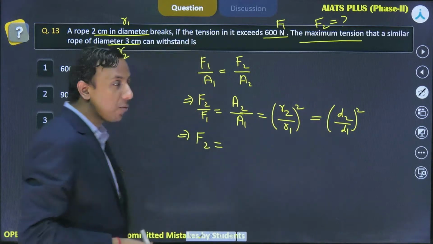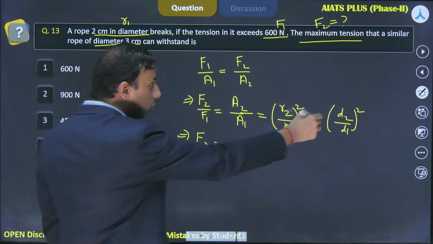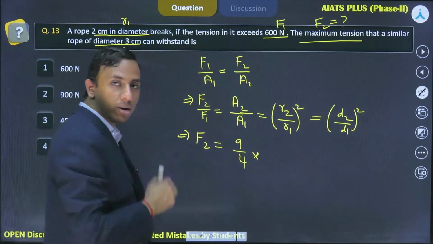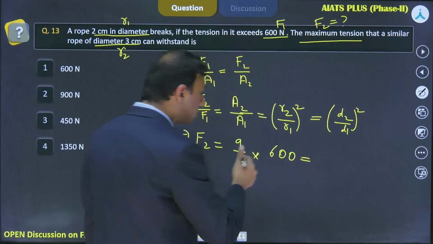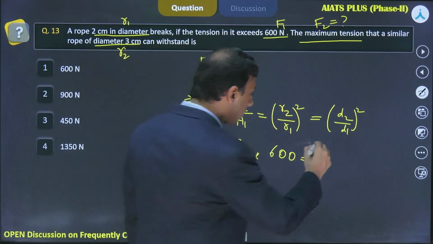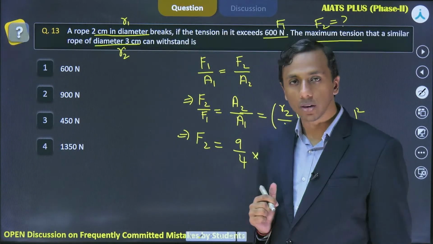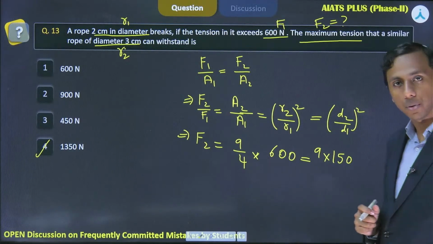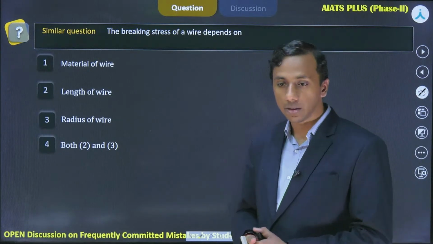D2 by D1 is how much? 3 by 2, right? So 3 by 2 whole square will become 9 by 4 into F1. F1 is how much? 600, right? So just do the calculation. This becomes 150 times 9, right? And that becomes 15 nines are 135. So the answer would be 1350 Newton. All right, very well. So that question was done.